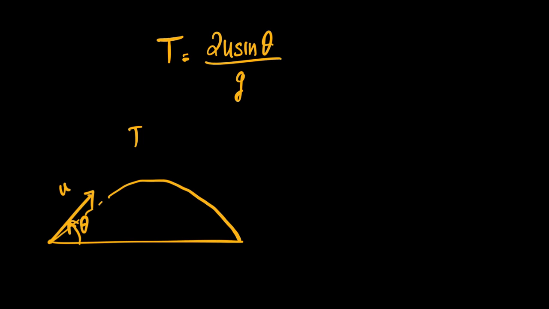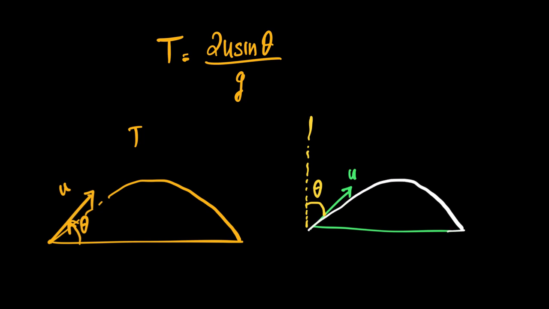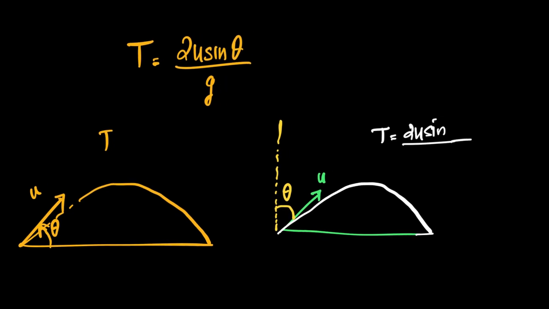Now what will happen if the object is projected with velocity u but not with respect to the horizontal? If it is projected at angle theta with respect to the vertical, and yet the body goes through projectile motion with time of flight T, what will the time of flight be equal to? It will be equal to 2u into sine of the angle made with the horizontal, by g. So what is the angle made with the horizontal?